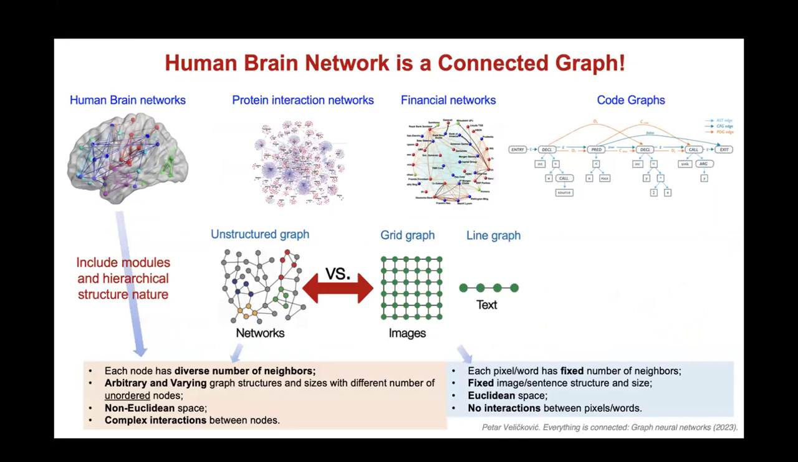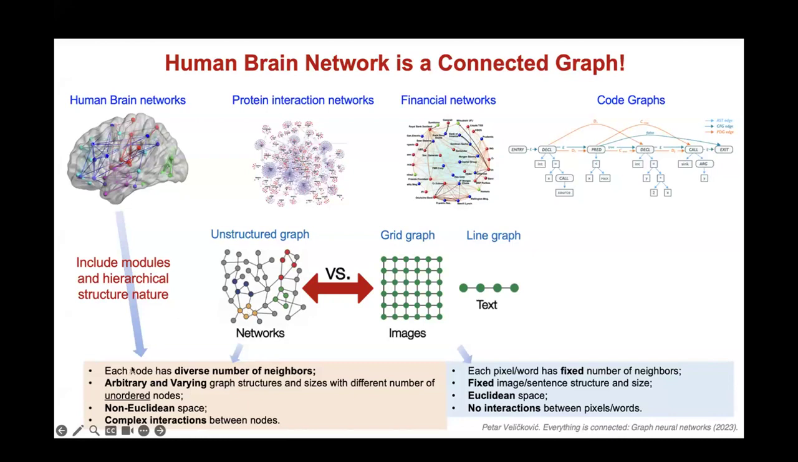Based on the collected neural imaging data, we can build the human brain network with different brain regions as nodes in the graph, and we also have the connections between different regions. The human brain networks include several modules and a hierarchical structural nature. So it's different from unstructured data like 2D images and language data.